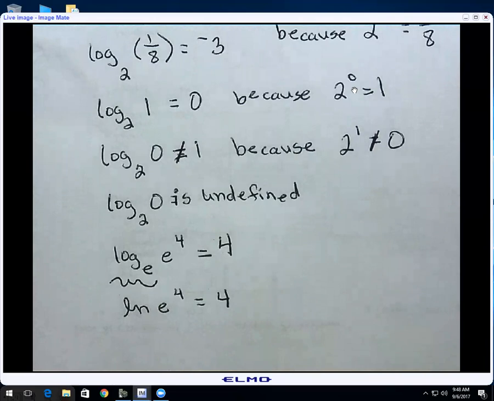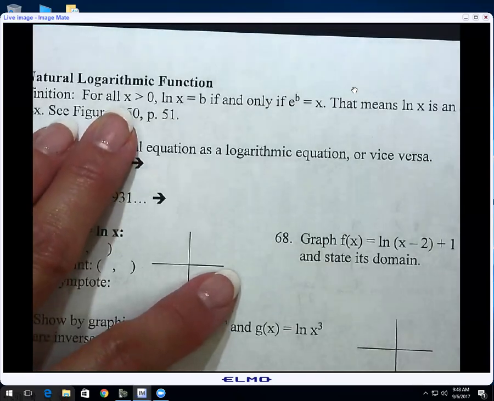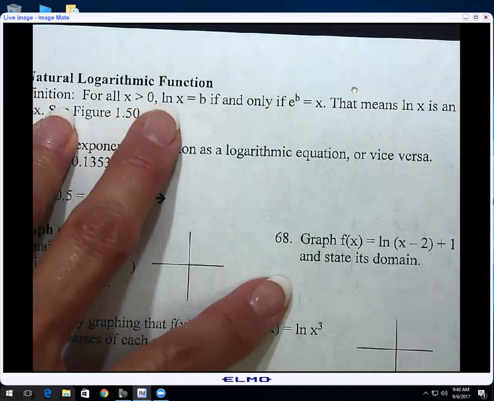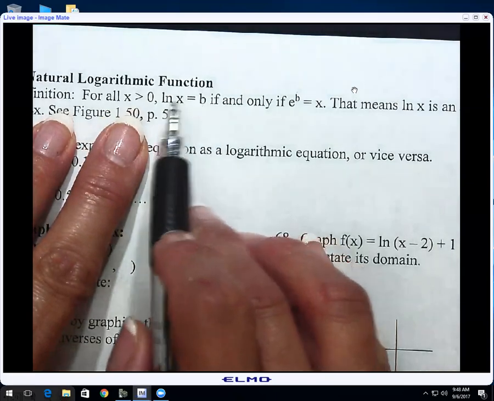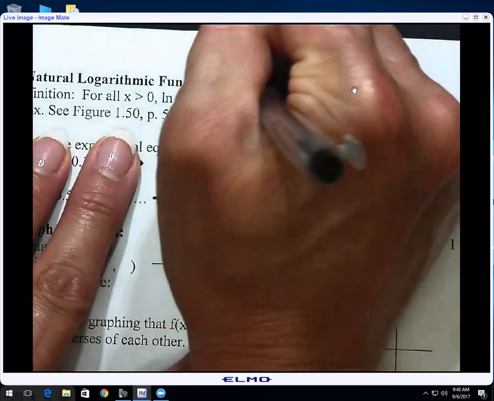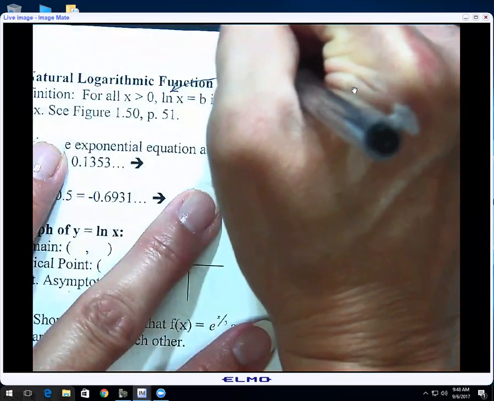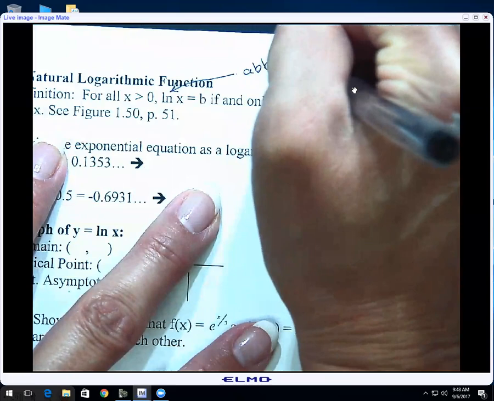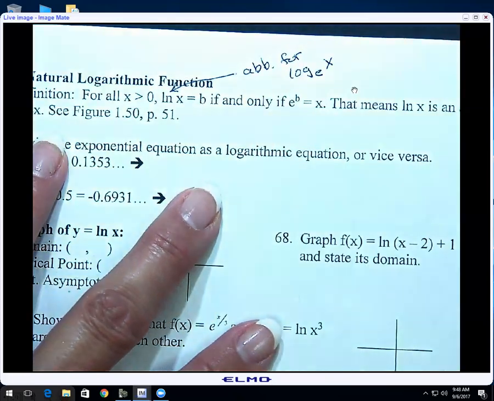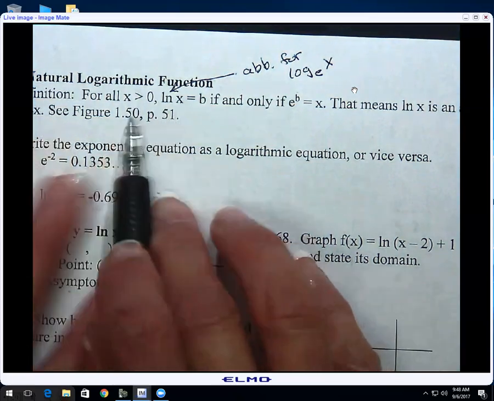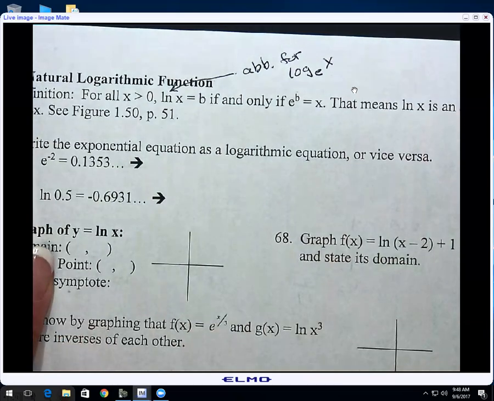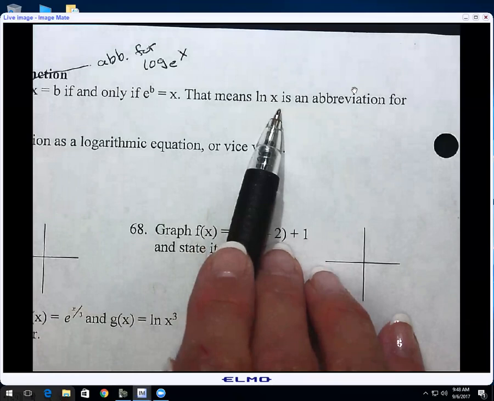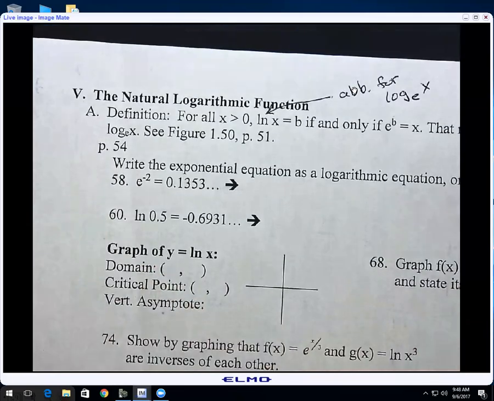So back to the handout. For all x's greater than 0, natural log of x equals b means that e to the b gives you x. That natural log of x is just an abbreviation for log base e of x. So if I give you something in natural log form, you should be able to change it to exponential form and vice versa. Natural log of x is an abbreviation for log base e of x.